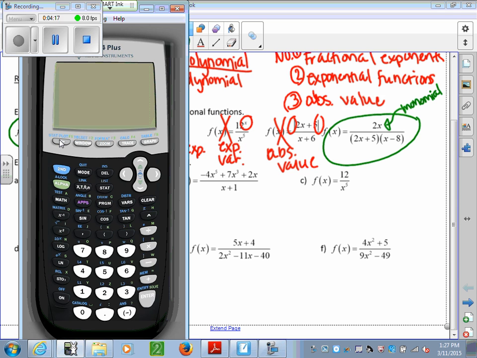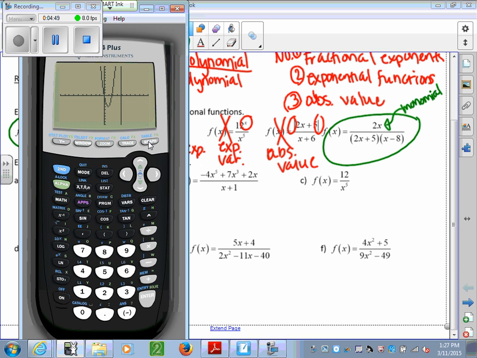Calculator on. So y equals, and I'm just going to type it in exactly as I see it. The first example, A, is 5x squared minus 8x plus 2. And then I'm going to put my denominator in parentheses, dividing by x minus 4. Okay, so I just typed it in my calculator and then I pushed graph.